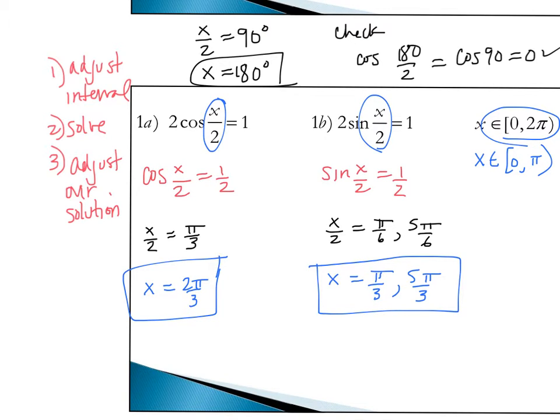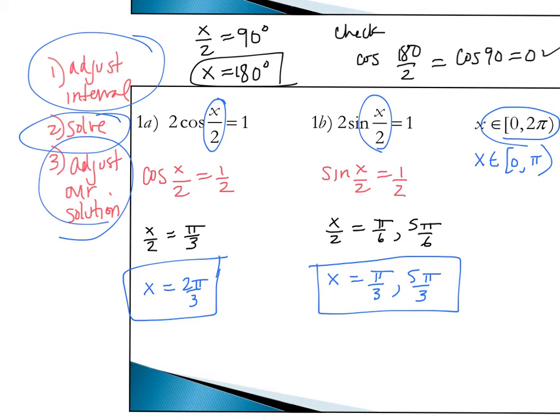Again, let's refresh. We have to first adjust our interval. So we divided our interval of 0 to 2pi by 2. We solved. We figured out what angles give us that desired ratio, and then we took those answers and we adjusted them so that we were actually solving for x and not just for x halves.